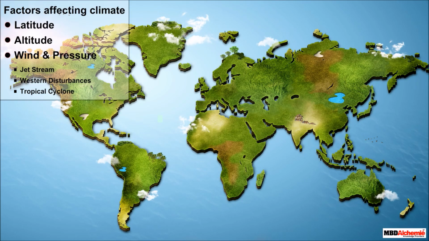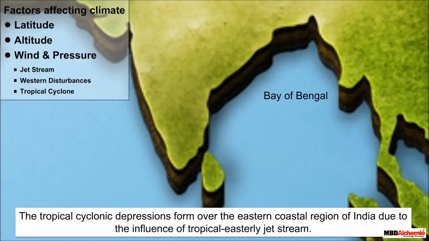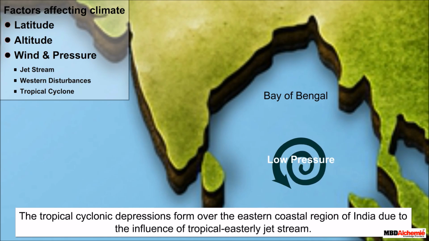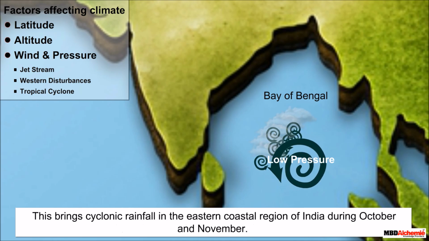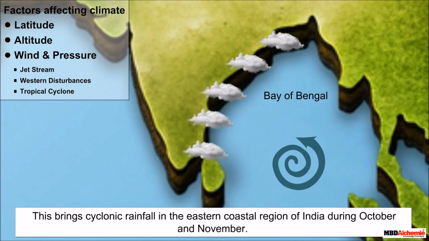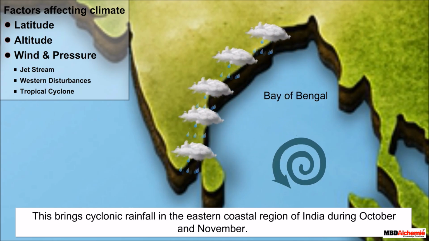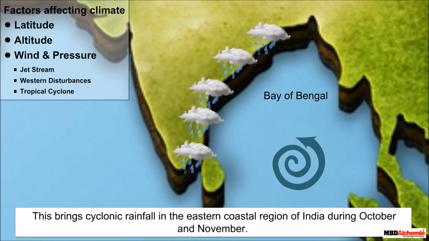Similarly, during October and November, the tropical easterly jet stream is dominant over the eastern coastal region of India. Due to this, a low-pressure depression develops over the Bay of Bengal, which moves towards the west. Thus, during this time, cyclonic rainfall occurs along the coast of Odisha, Andhra Pradesh and Tamil Nadu.